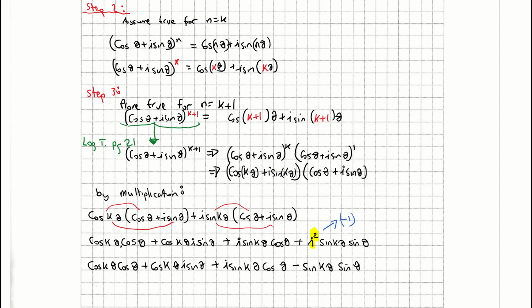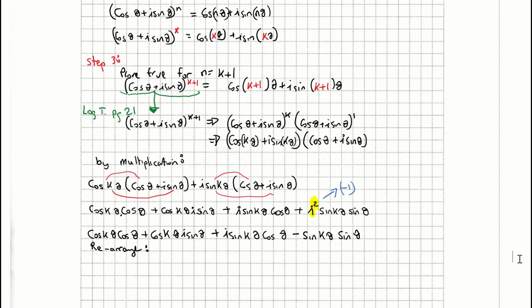Next thing I'm going to do is just do a little bit of tidying up now. So I'm just basically going to rearrange it. So I'm just going to state here to rearrange. And by rearranging, what I mean here is I'm going to put the real parts to the left and the imaginary parts, anything with an I, to the right. That's all I'm doing here. So anything with a real part, so I'm just going to highlight them here. So I have cos k theta cos theta, and I have at the end here a minus sine k theta sine theta. So I'm going to put them to the front. So I have cos k theta cos theta minus sine k theta sine theta.